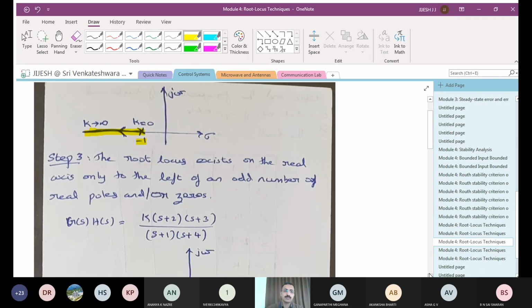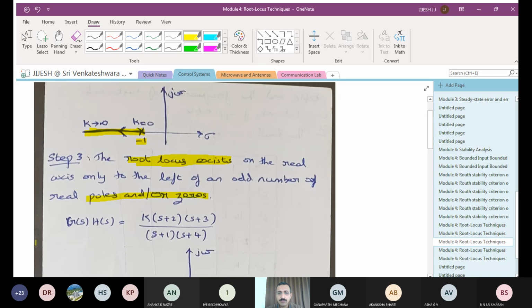And then step 3. What does step 3 talk about? The root locus exists on the real axis only to the left of an odd number of real poles or zeros. So that is what we are going to see. The root locus on the real axis exists only to the left of an odd number of real poles or zeros.